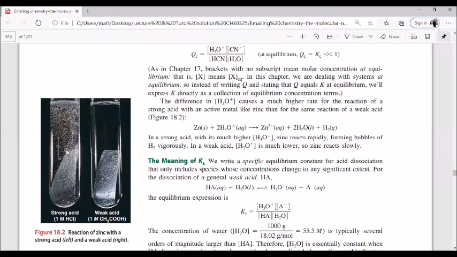What bubble is this? Zinc immersed in acid. The reaction between zinc and acid produces this bubble. It is hydrogen gas. So what is different between the first test tube and the second test tube in terms of hydrogen gas? You can see clearly, more bubbles are present for the strong acid compared to the weak acid, because the presence of hydronium ion is very large in the strong acid compared to the weak acid.